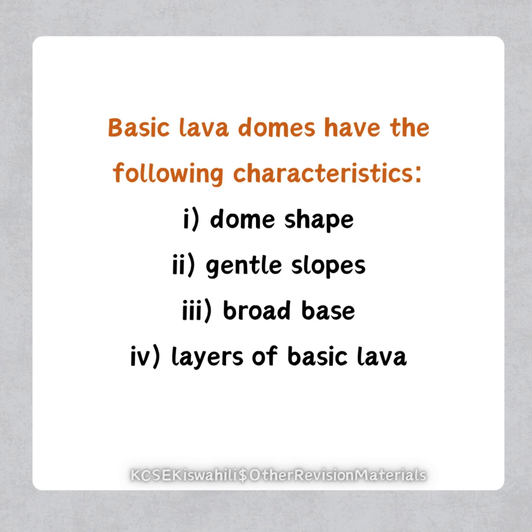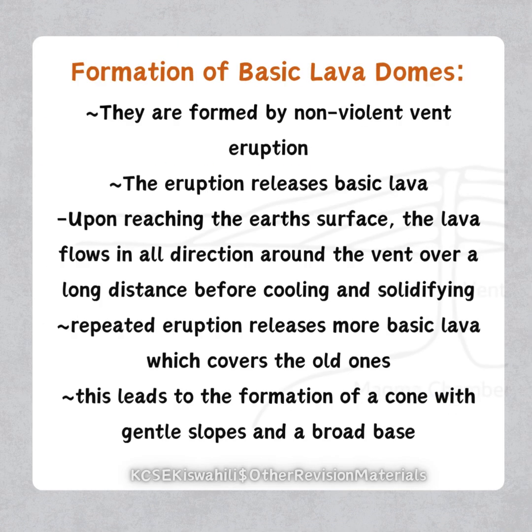Basic lava domes have the following characteristics. They are dome-shaped, have gentle slopes, are broad-based and have layers of basic lava. They are formed by non-violent vent eruption. The eruption releases basic lava through the vent. Upon reaching the Earth's surface, the lava flows in all directions around the vent over a long distance before cooling and solidifying. Repeated eruption releases more basic lava which covers the old layers. This leads to the formation of a cone with gentle slopes and a broad base.